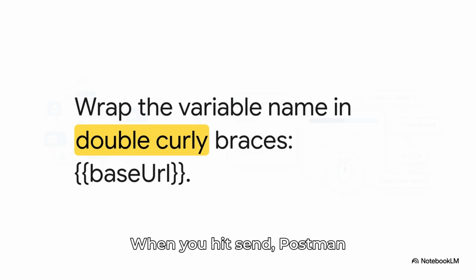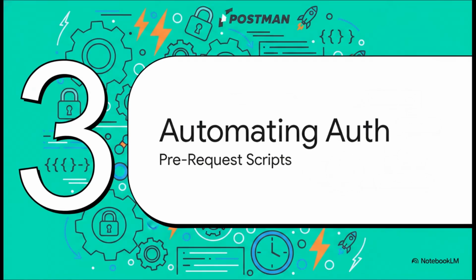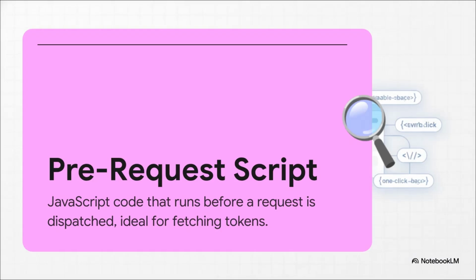When you hit send, Postman dynamically swaps out those double curly braces for the actual URL stored in your active environment. It's like magic. All right, on to Section 3, automating auth with scripts. Now we are getting into the ultimate level-up solution.